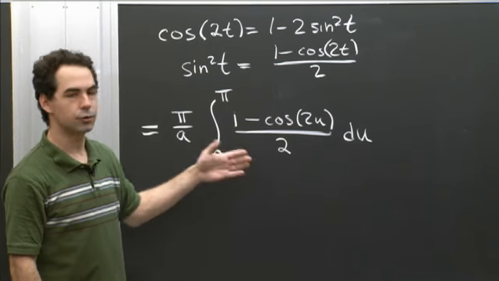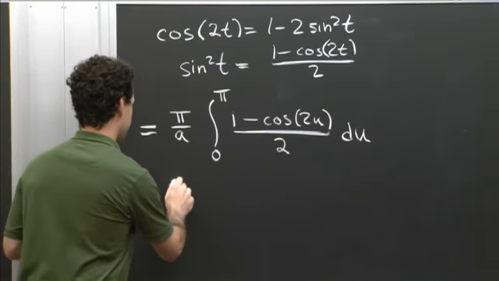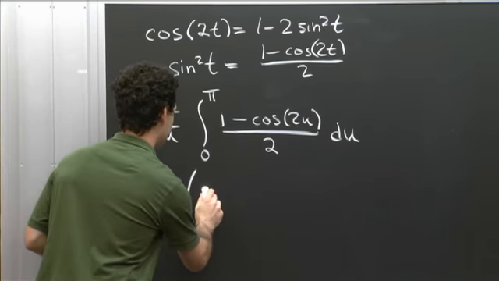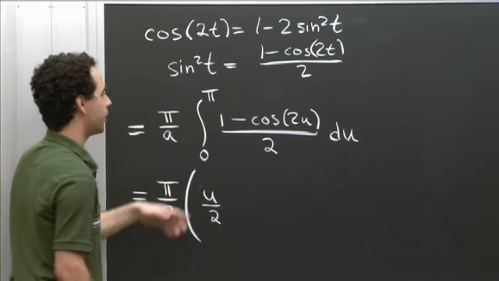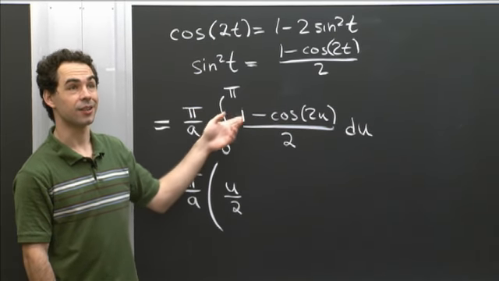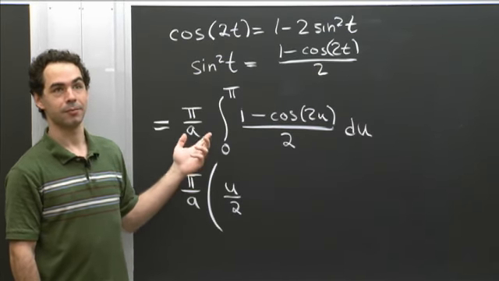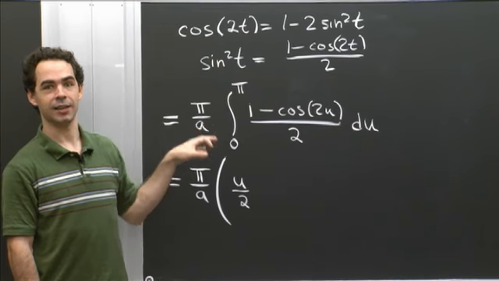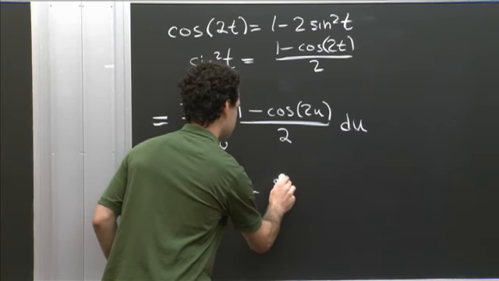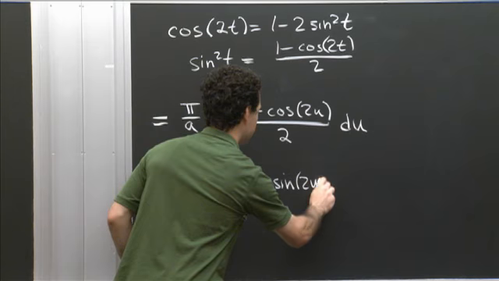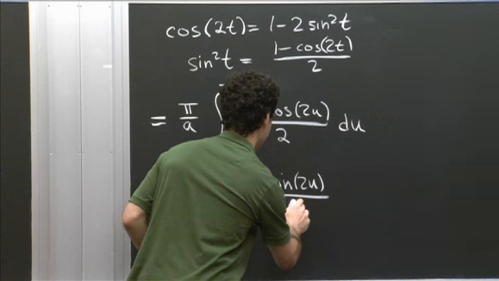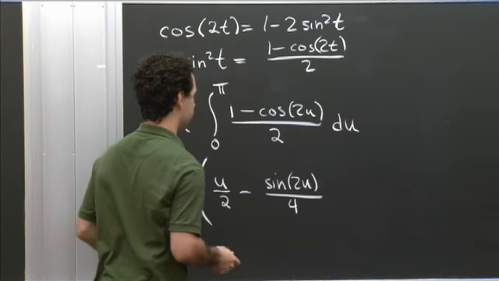So 1 over 2, that's easy. The pi over a is still out in front. 1 over 2 integrates to just give us u over 2. How about cosine of 2u? Well, so minus cosine of 2u. That should give us a minus sine, right? Derivative of sine is cosine. Derivative of minus sine is minus cosine. So it's minus sine of 2u. And then because it's 2u, we're going to have to divide by 2 again. So over 4.